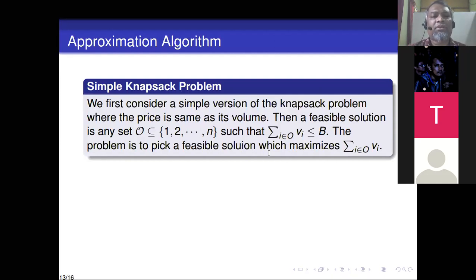Then the feasible solution is any subset O such that, if the feasible solution is the set O, then if we sum all the volumes of the items in the set, it should be less than or equal to B. And the prices will also be this sum. The problem is to pick a feasible solution which maximizes this, because volume and price are the same. Have you understood this simple version of the problem?